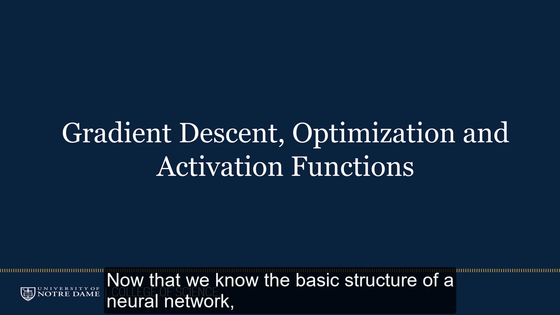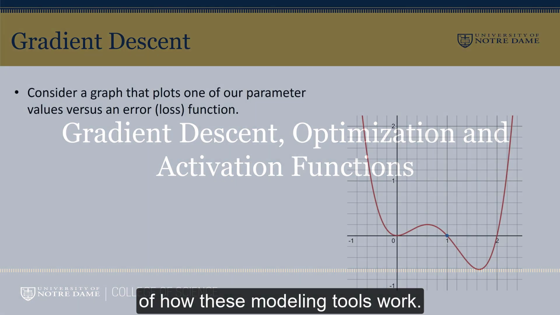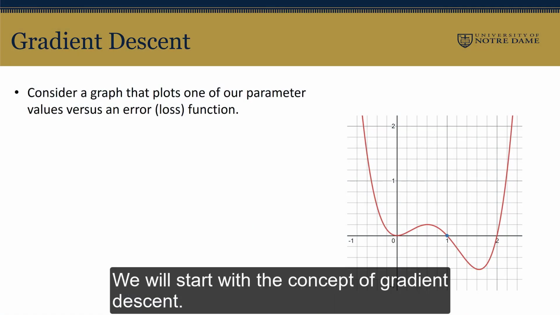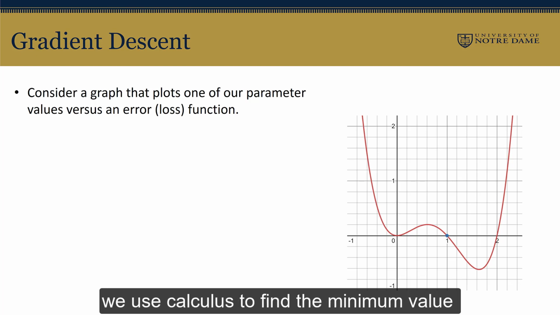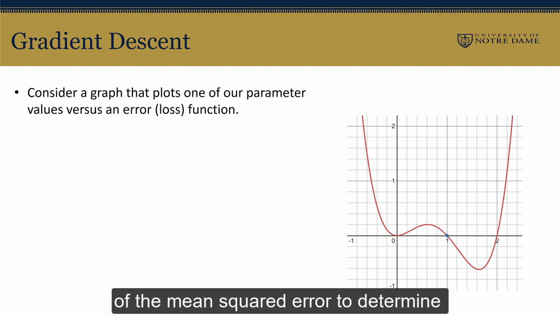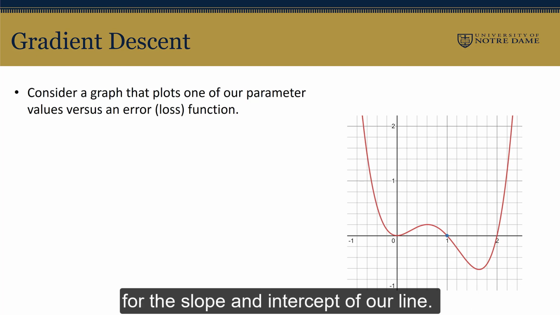Now that we know the basic structure of a neural network, we will dig into some of the details of how these modeling tools work. We will start with the concept of gradient descent. Recall that in our regression methods, we use calculus to find the minimum value of the mean squared error to determine the optimal value of the parameter estimates for the slope and intercept of our line.